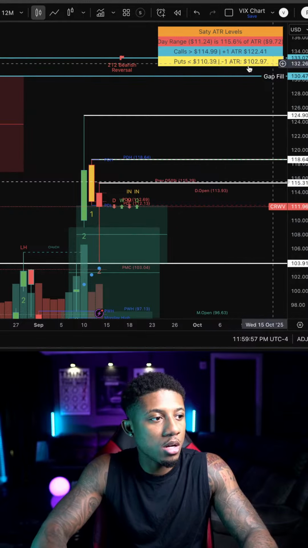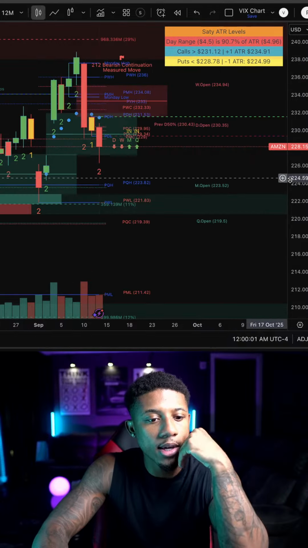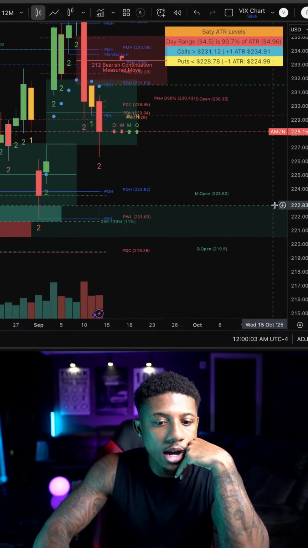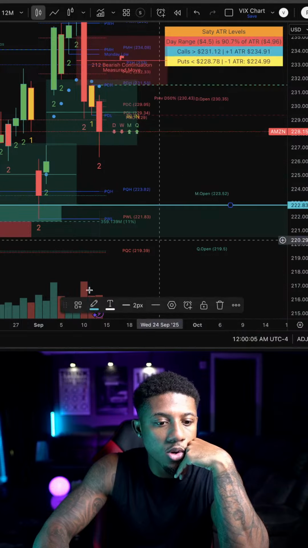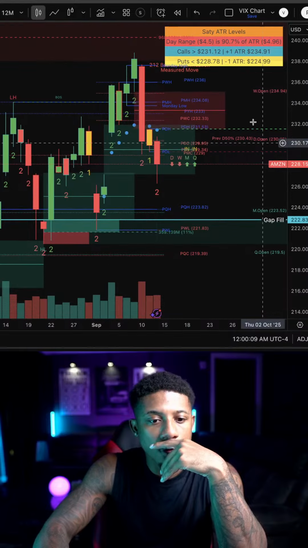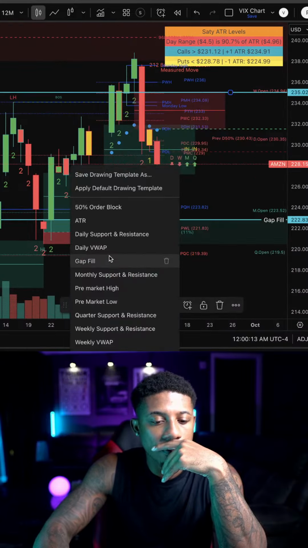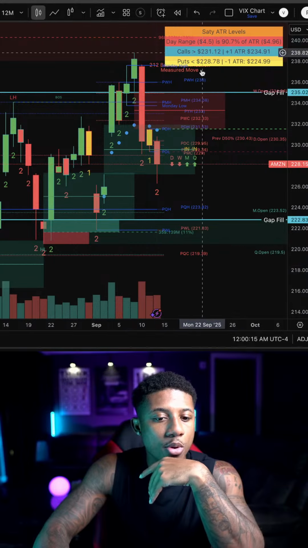All right, let's get back to my watch list though. So Amazon was another one that I wanted to look at. So Amazon to the downside likely as well. We have this gap fill at 223. You also have a gap to the upside at 235. So you have a gap on both sides.